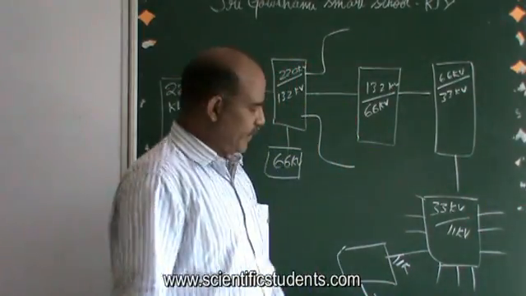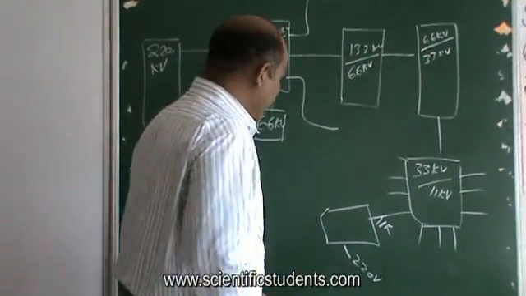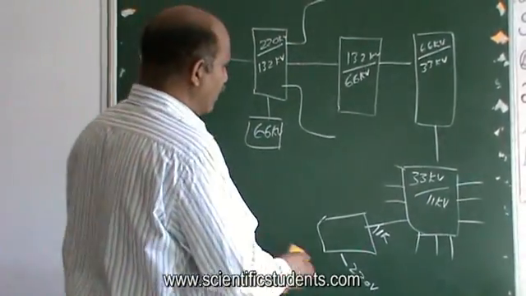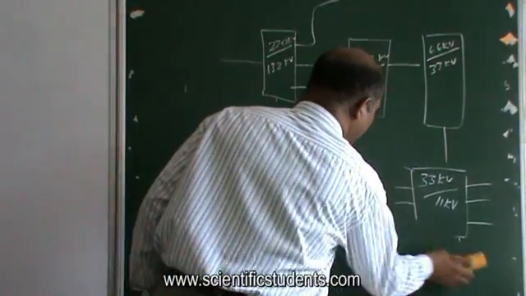Phase, single phase, phase to neutral. Similarly, we will be getting 415 volts, 3 phase. So now I will just remove this drawing.